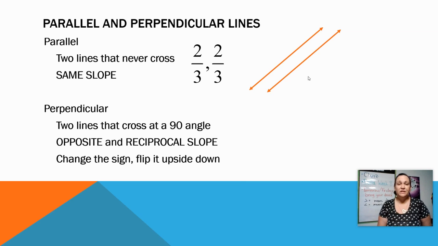So in a similar example to our parallel lines, if one line has a slope of positive 2 over 3, a perpendicular line should have a slope of negative 3 over 2. Positive and negative, and then flipped. Here's a visual of what perpendicular lines look like. So two lines that cross at a 90-degree angle.